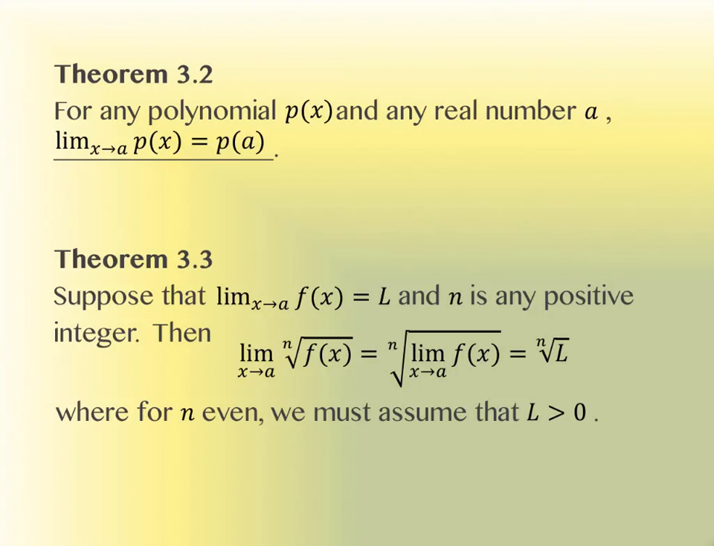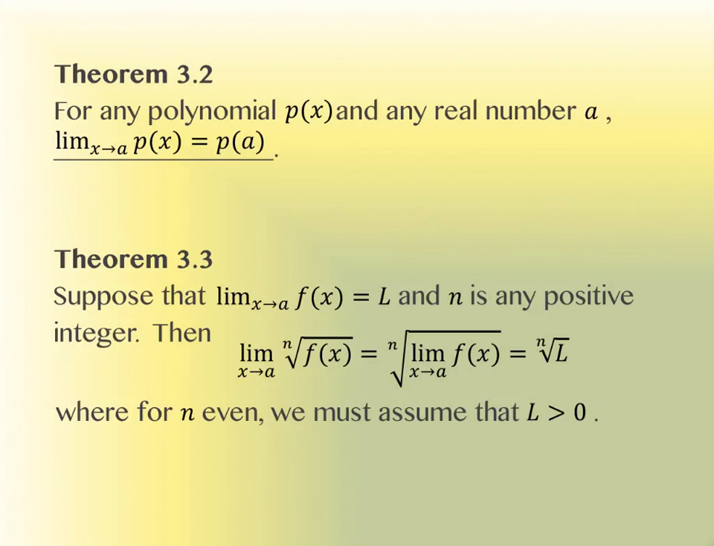Again, it's a repercussion of those pieces of Theorem 3.1. Now, there's some details right here. Let's just run through this real quick. It says if n is even, we have to assume that L is positive. Do you know what that's talking about? You can't take a square root of a negative.